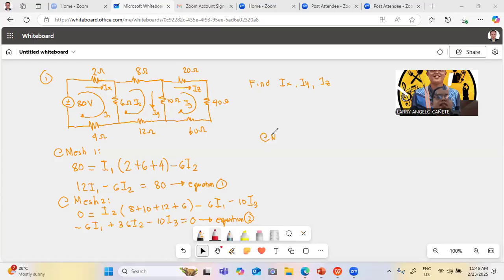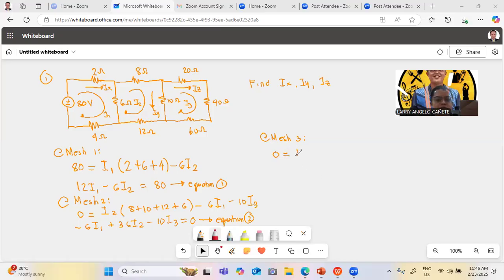So at mesh 2, mesh 3, so dito na ako sa mesh 3. Same pa rin ang pattern. All left side will be voltages, the right side current. Voltage, no? Okay. So there is no voltage source, 0 pa rin. Equals.